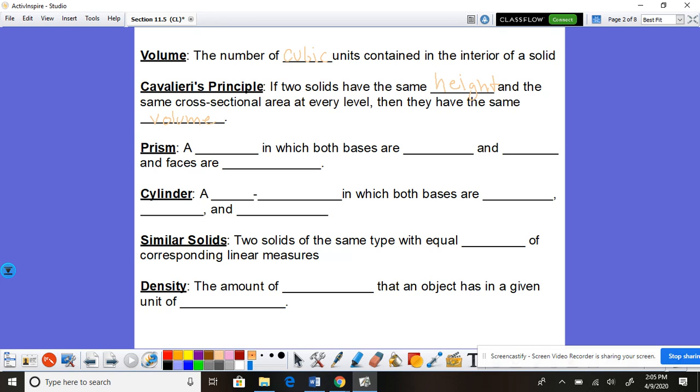All right. A prism, guys, is a polyhedron, which we talked a little bit about, or a lot of it about, in section 4, where both bases have to be congruent and parallel. If they're not, it's not a prism. And the faces, as we learned, are rectangular.